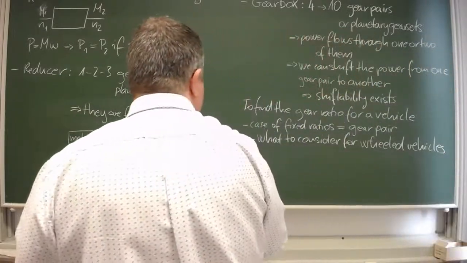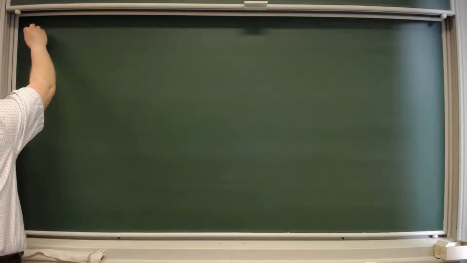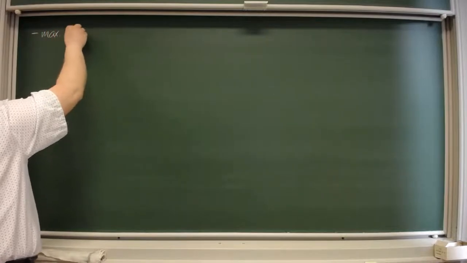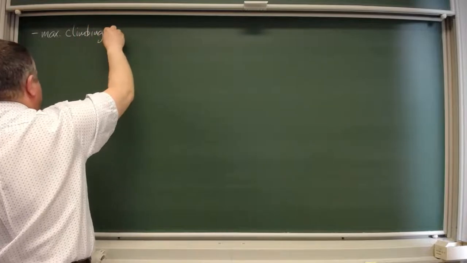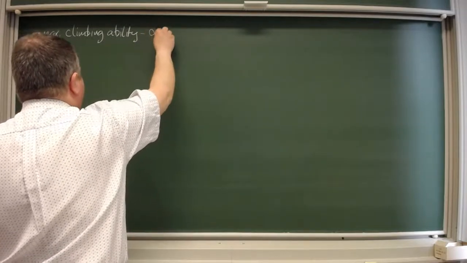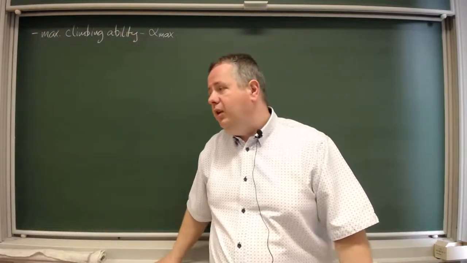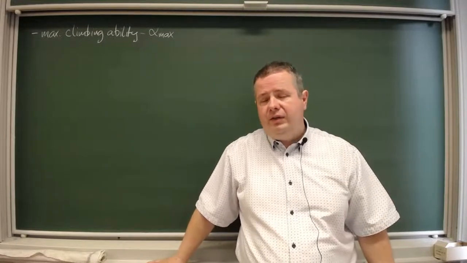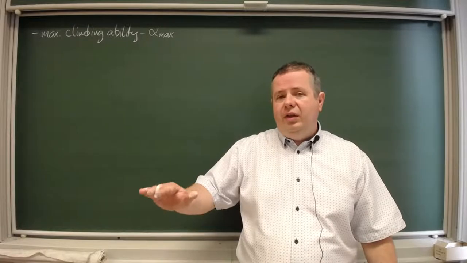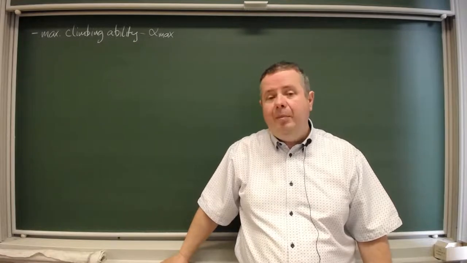Now, let's see the points of view. First thing that we can consider is the maximum climbing ability. Let's call it alpha angle max. You have to go uphill on a road, and depending on your country, if it's a country full of mountains, for sure you know what is the maximum alpha that you get on your roads. If it's 20 degrees, 30 degrees, 35 degrees of slope, your vehicle should be able to go uphill.